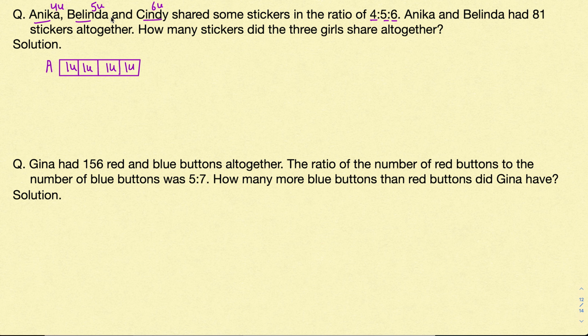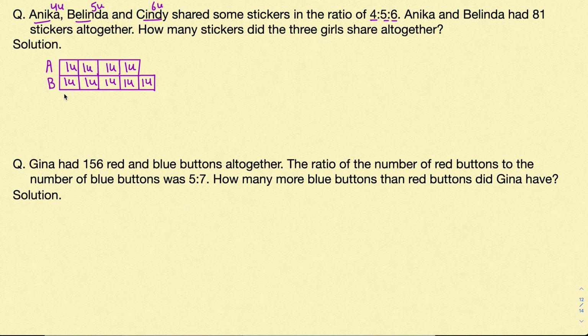Then how about Belinda? Belinda will be 5 units, right? So let's quickly build up on this one. Let's draw another bar for Belinda, and since she is 5 units, the bar has to be slightly more so that we can accommodate one more unit for Belinda. Let's label this one as well. Belinda is having 5 units, you can count it, it's 5.